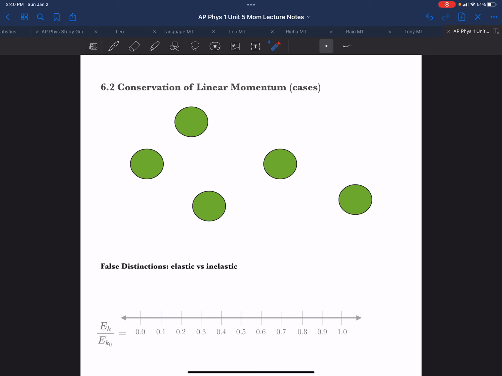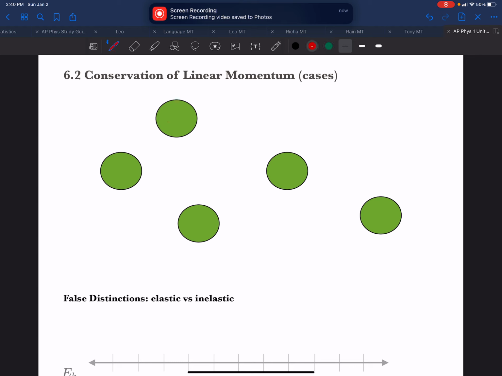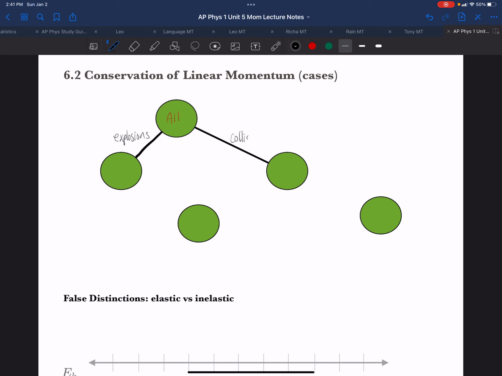Now it's time to take a look at different cases of linear momentum. So we could call this all our cases. All our cases can be broken down into two different types that matter. We have explosions. And we have collisions. Things flying apart and things smashing together.